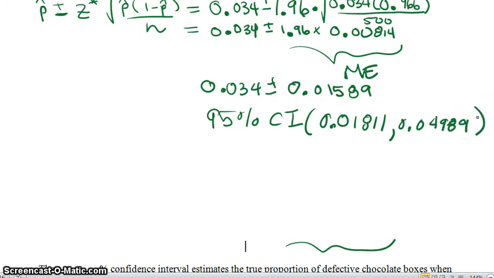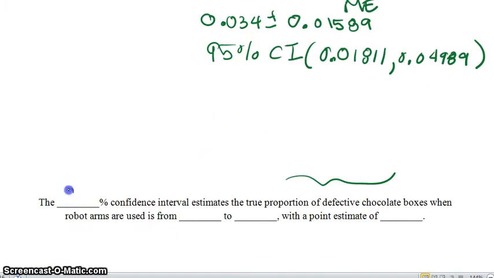If we want to make a conclusion, we can come down here and simply state that the 95% confidence interval estimates the true proportion of defective chocolate boxes when robot arms are used is from, if you want to round a little bit, it's okay, I'm going to do that, from 0.02 to 0.05 with a point estimate of 0.034. You can round this however you want. I've just decided to round it this way. And this is how we can write up a confidence interval for a proportion.